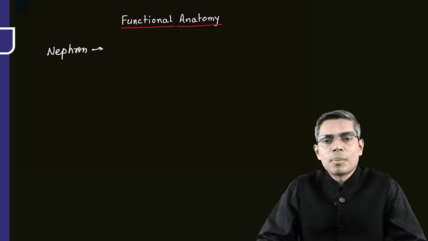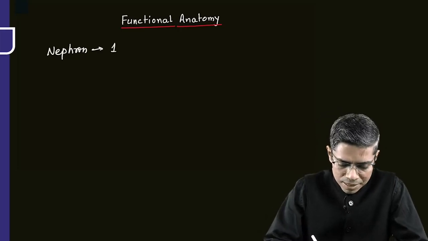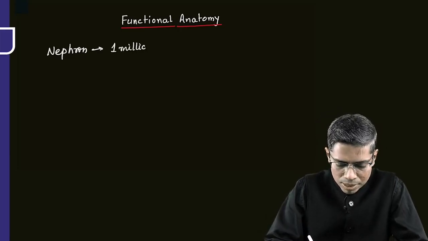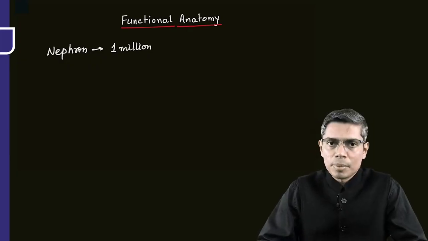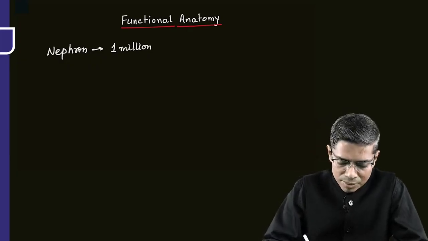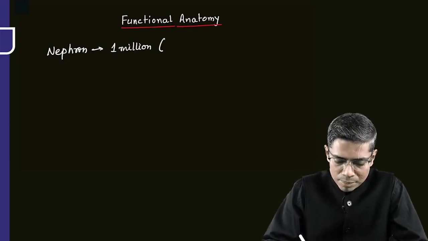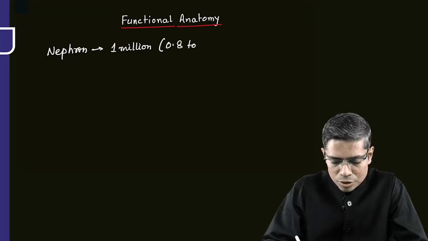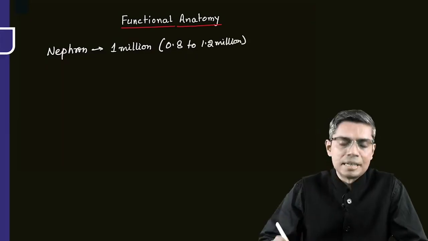And the total number of nephrons present in a single kidney is 1 million. So 1 million nephrons per kidney. But obviously there will be a range, because 1 million is the average number. So the range that is given in the book is 0.8 to 1.2 million nephrons per kidney, right?